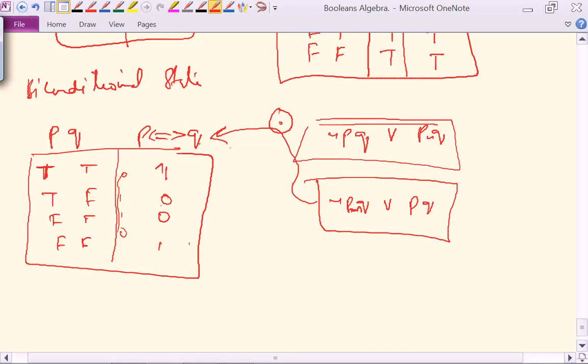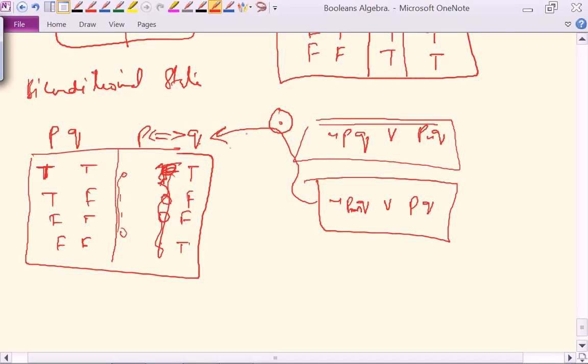So I should not say 1, I should say false here. Sorry, I should say here true, false, false, true. This is my biconditional statement truth table. You getting me? Fine. Because when both are false, it is true. When both are true, it is true. And when there is a difference, it is false. Okay, it is the opposite of XOR. This is equivalent to equivalence. Are you getting me or not?